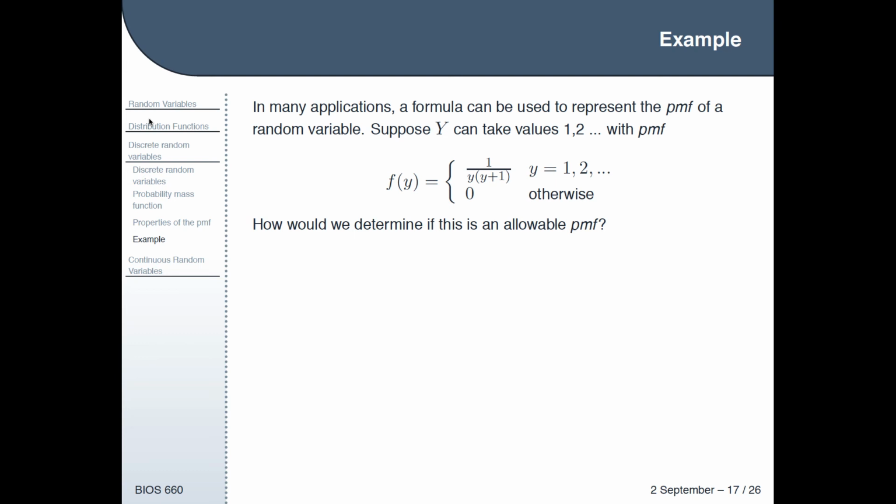And a little mathematical side note here: we're going to focus on absolutely continuous random variables. A function f of y is defined to be absolutely continuous if it can be written like this, that the cumulative distribution function is equal to the integral of its derivative.